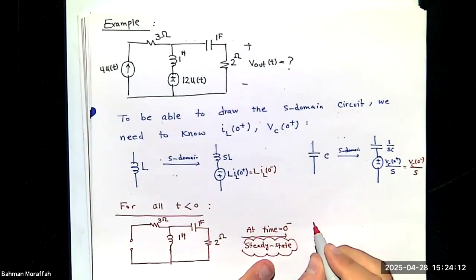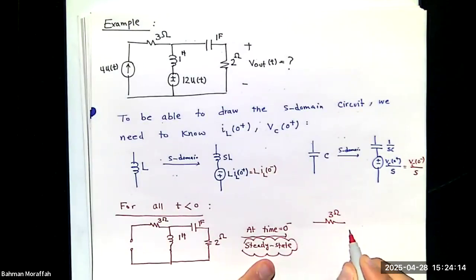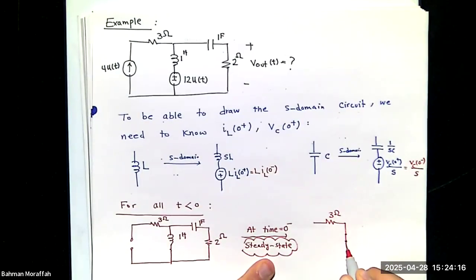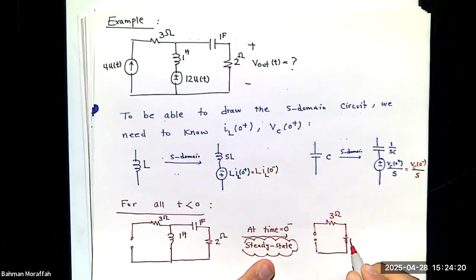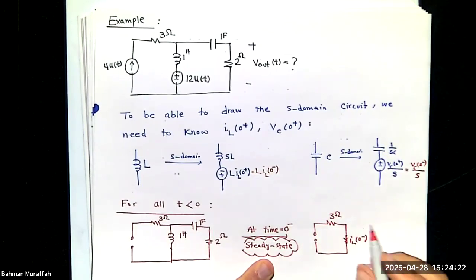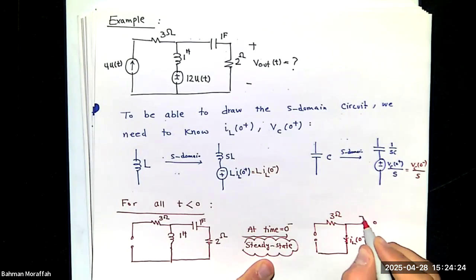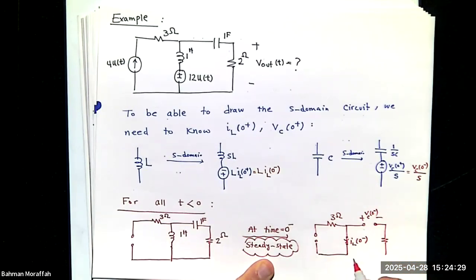Therefore, my circuit looks like this. I have this 3 ohms. This becomes short. This is IL at time 0 negative. This becomes open. So this is VC at time 0 negative. And this is U.